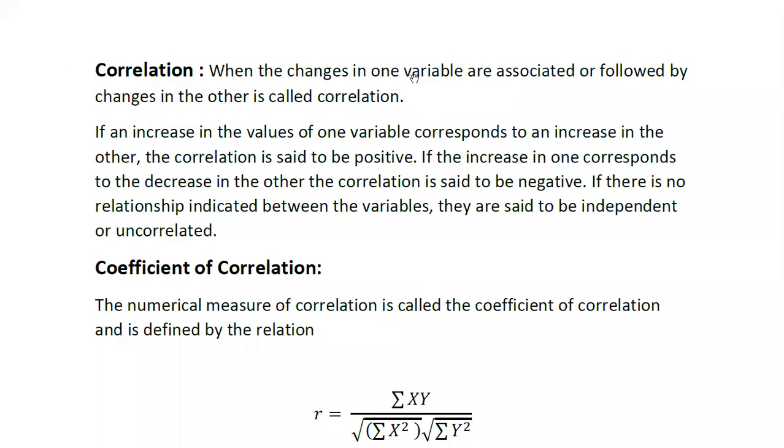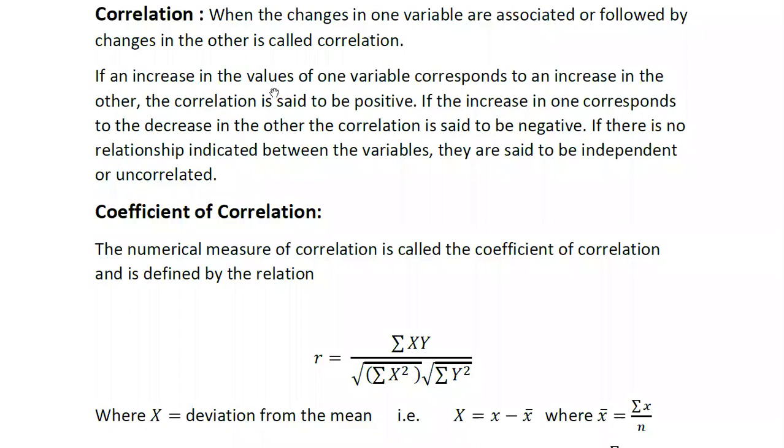Correlation: when the changes in one variable are associated with or followed by changes in the other is called correlation. So if you take, say, x and y as a given set of values, if the changes in variable x affect the changes in variable y, then we say that x and y are correlated. That is, whatever changes you make in x, if the values of y also change because of that, then we say that x and y are correlated.